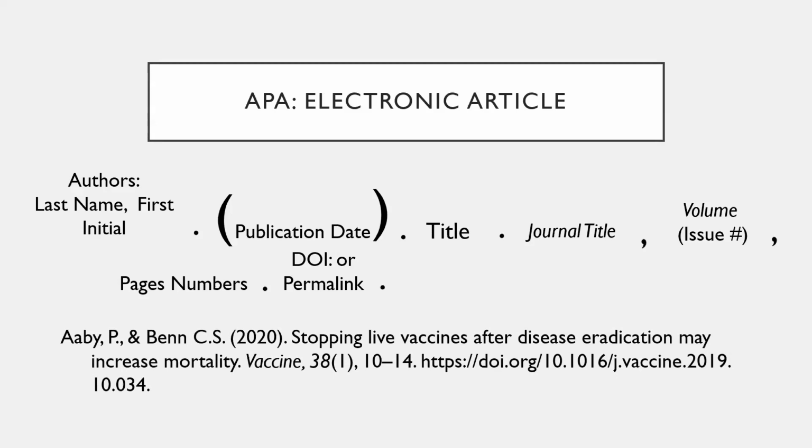So this is what it would look like with the information I have. So I have my two authors inverted with their initials, the date of publication, which is 2020, period. And remember again, the title of the article is in sentence case. So I have only capitalized proper nouns and the beginning of the sentence. And then I have the journal title italicized along with the volume. And remember, the issue is not italicized. So I have Vaccine, volume 38, issue 1 in parentheses, followed by a comma. And then you have to have the page span. So you always have to have the page span for articles.